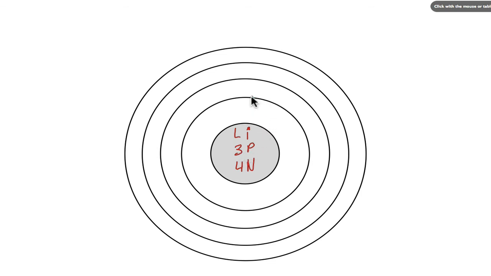If we were to fill in our Bohr model here, in the first energy level we can only fit 2. Then we have to move out to the next energy level. So our third one would be in this energy level right here.